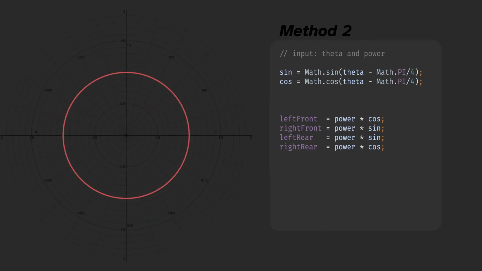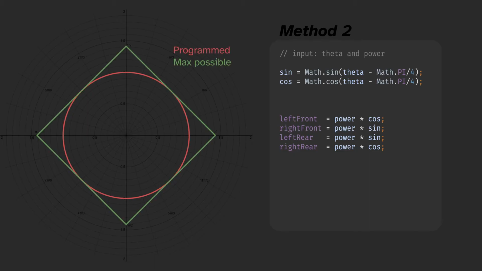This function should make the robot go the same speed in every direction, but the robot is actually capable of more speed in some directions. To get the most out of the motors, you can scale up all the wheel powers so that at least one of them is at max power.